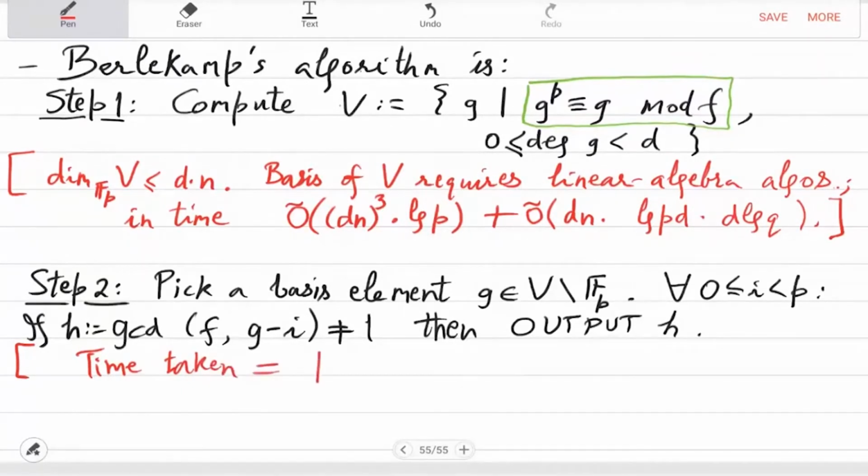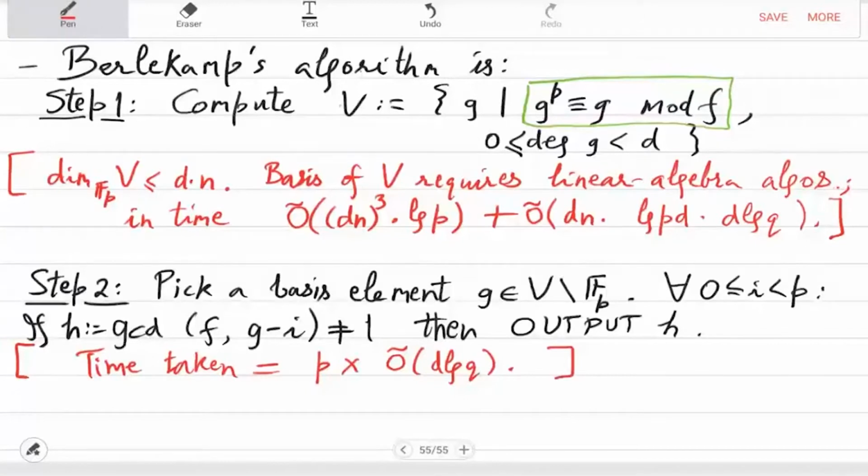Okay, so the time taken here is: there is a for loop p times, and each time how much is the GCD cost? GCD is soft linear. So linear means d log q. Okay, so this is the place where p appears. So the sum of step 1 and step 2 is the overall time complexity. And it will make sense only when p is small. If p is exponentially large, then this will be a useless algorithm. But when the characteristic is small, it's a good algorithm. In fact, right now, this is the only algorithm you know to factor.